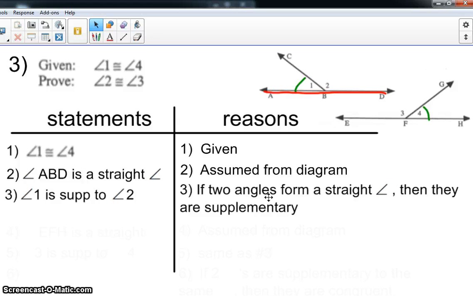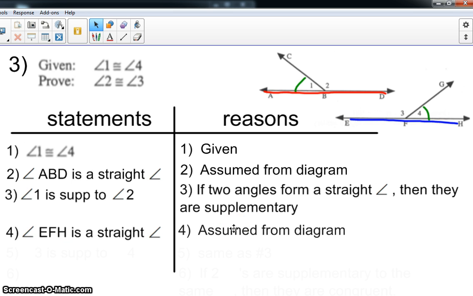And then we can go on to the next straight angle that we have in the other diagram, which is relating angle 3 and angle 4. We first need to mention the straight angle again, so we can again assume that from the diagram, and we can say the pair of angles are supplementary, and it's the same reason that we just mentioned in number 3.